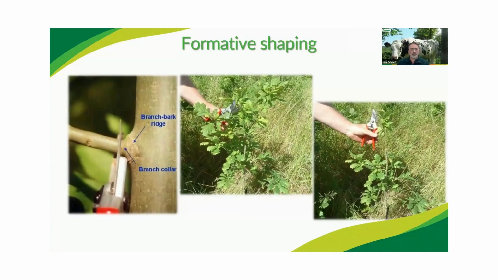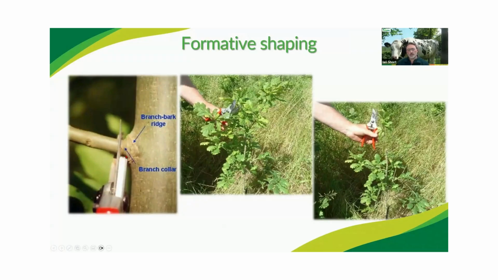So when you're formatively shaping, it's important to do it carefully and to be precise with it. So in this illustration on the left here, you can see there's the bark branch ridge, which is this part here. The branch is coming out, and we've got the branch collar here. This branch collar is where the bark continues growing on the tree.